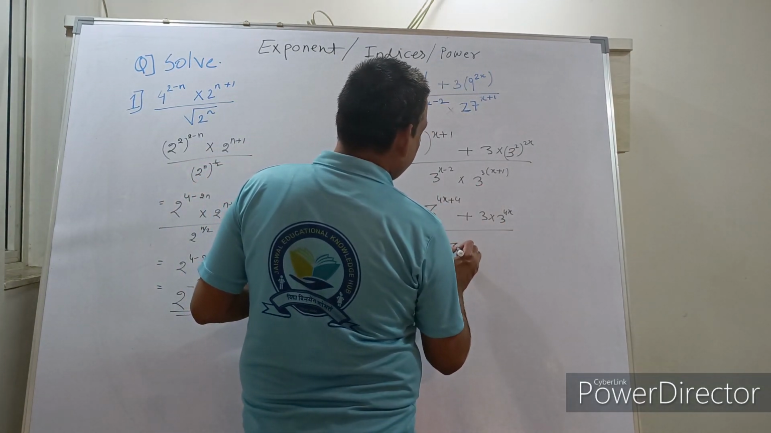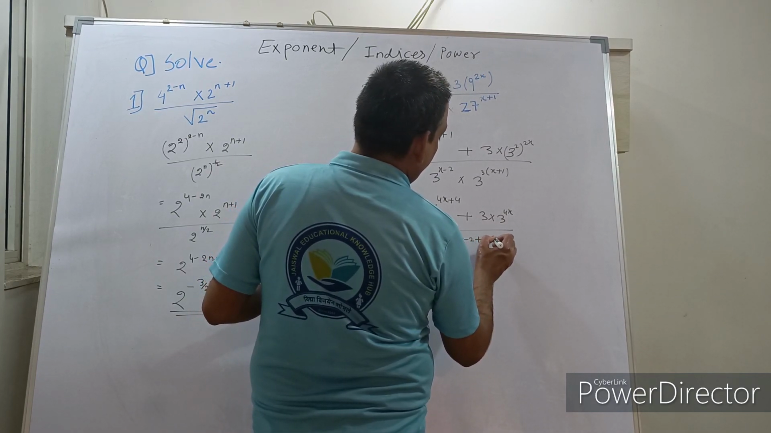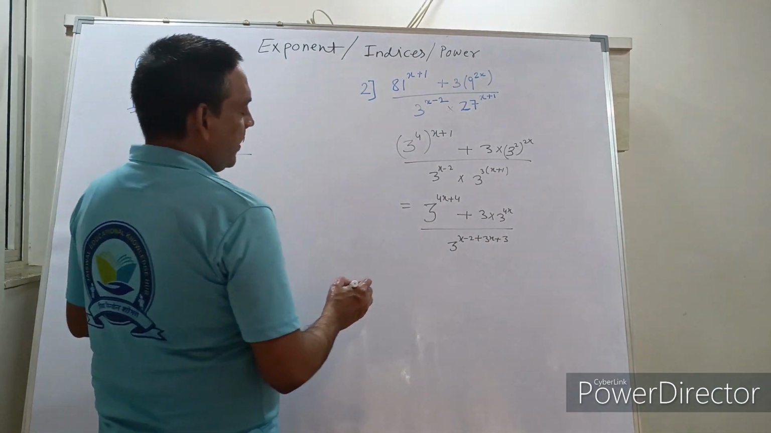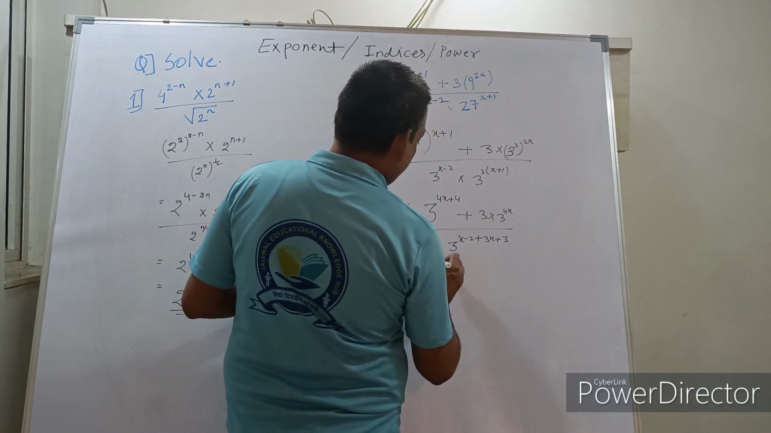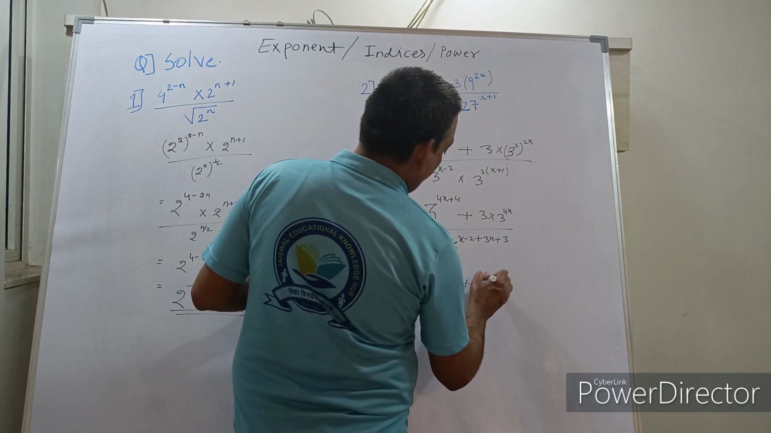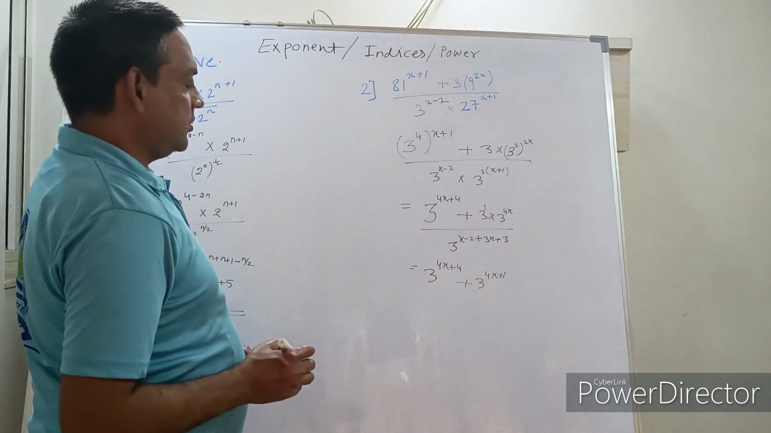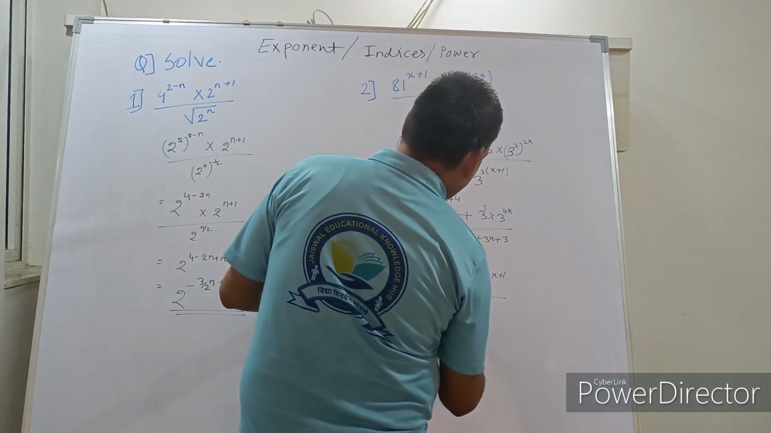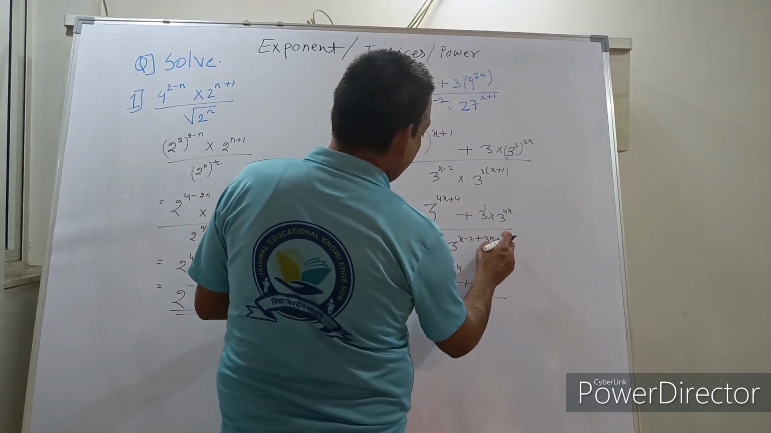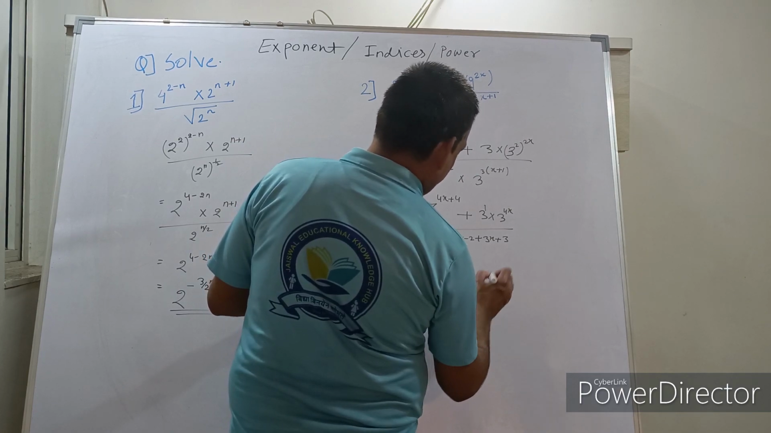both the base are same, so 3 raised to x minus 2 plus 3x plus 3, step by step. Okay, next part will be 3 raised to 4x plus 4 plus 3 raised to 4x plus 1, because this will be raised to 1 given. Okay, now upon 3 raised to x plus 3x becomes 4x, and this will be 3 minus 1, that gives you 3 minus 2, that gives you plus 1.